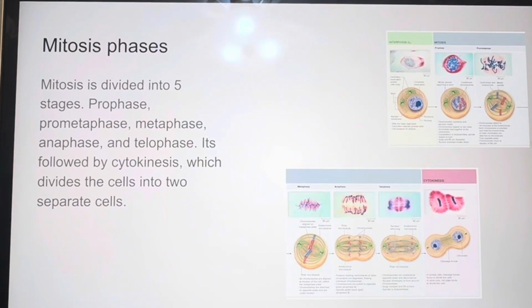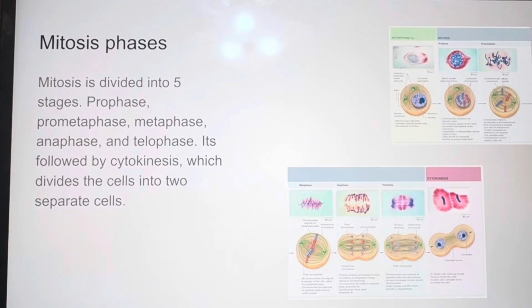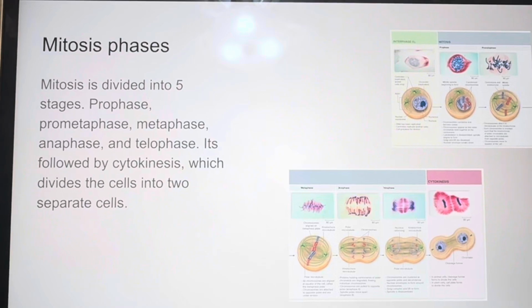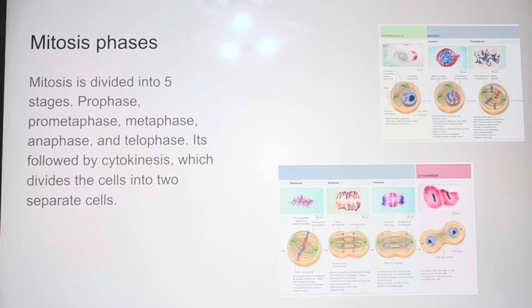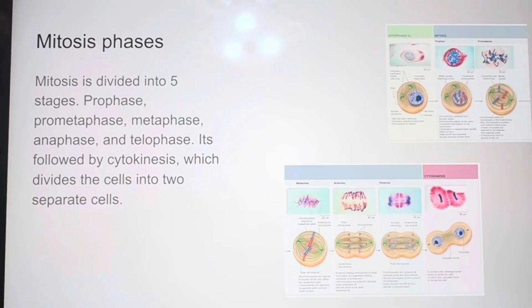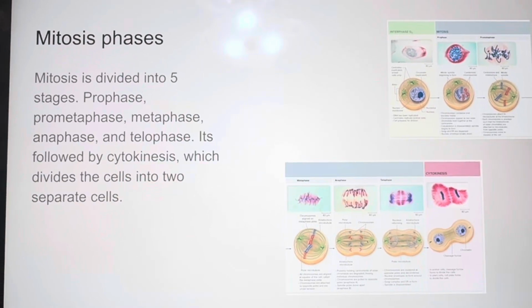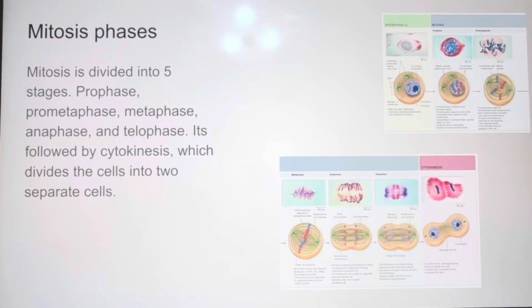The mitosis phase. Mitosis is divided into 5 stages: prophase, prometaphase, metaphase, anaphase, and telophase. It's followed by cytokinesis, which divides the cell into 2 separate cells.